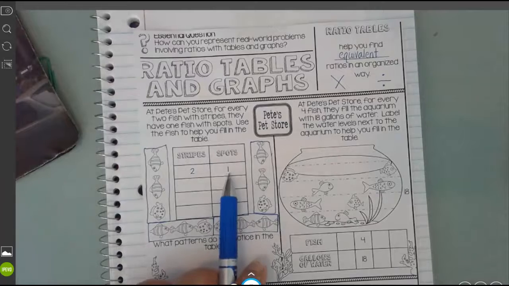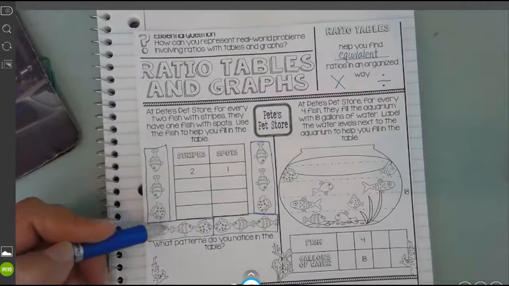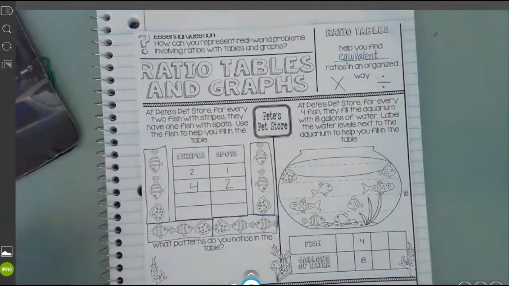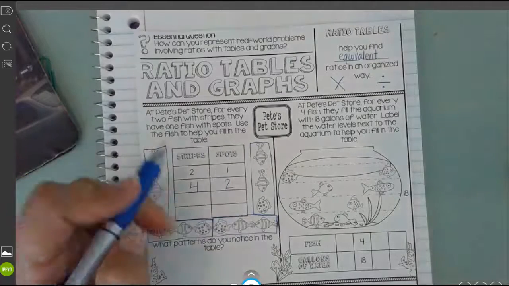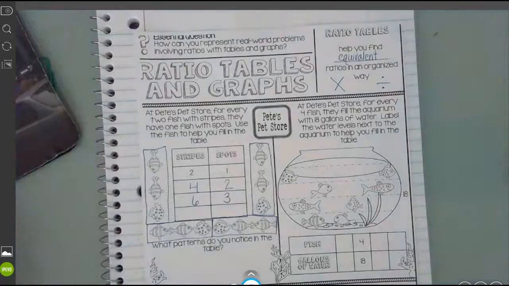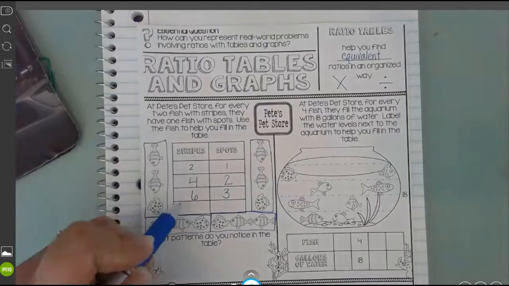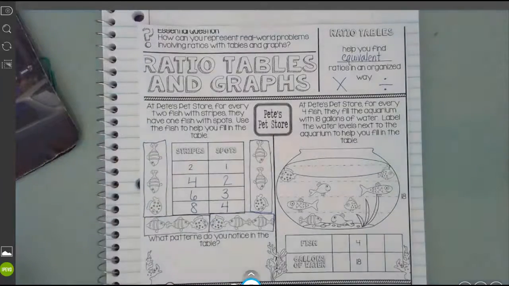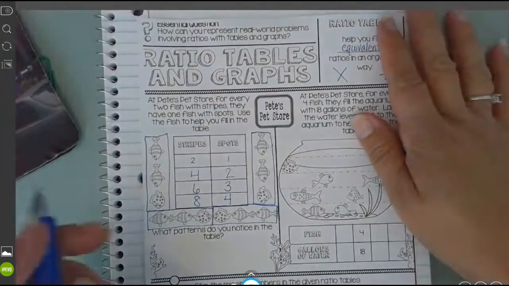So, when I have 1 spot, I have 2 stripes. When I count 1, 2, 3, 4 stripes, I now have 2 spotted fish. When I count 1, 2, 3, 4, 5, 6 stripes, I have 1, 2, 3 spots. What do you think the next one might be? Any guesses? Well, if you said 8 and 4, you are correct. Down here, we need to think about what patterns do you notice in the table?